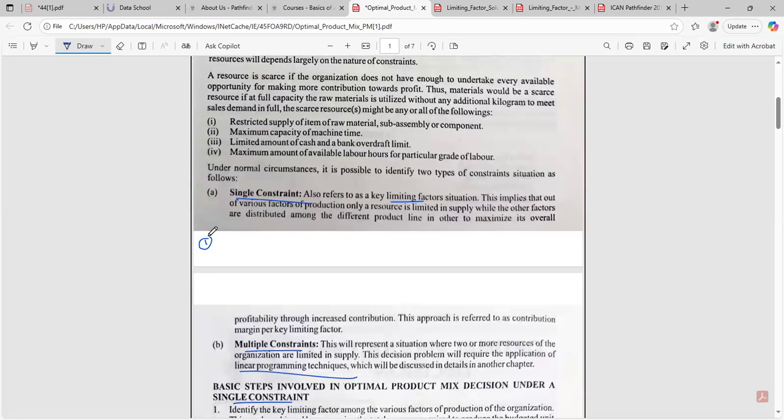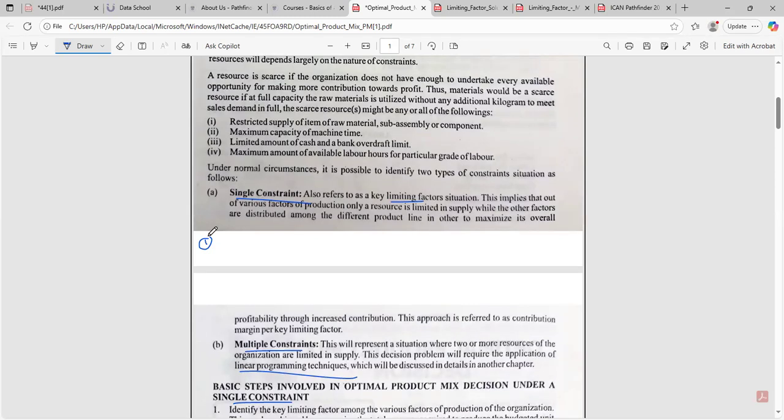Step number 1 to solving a limiting factor problem when there is a single constraint: identify the limiting factor. It means that when you read the question, once you understand that it is a limiting factor problem, go to the question and identify which resource is actually limited. Is it labor? Is it material? Is it machine? Go and identify the limiting factor. Am I making sense now?